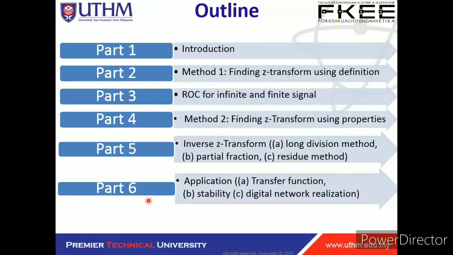And then for part 3, we will see how to find the region of convergence, or ROC, for two types of signal, infinite and finite signal. And part 4, we will continue with method 2 to find the Z transform by using the properties. And lastly, for part 5 and part 6, we will see the inverse Z transform, for which we have 3 methods: long division method, partial fraction, and also the residue method.